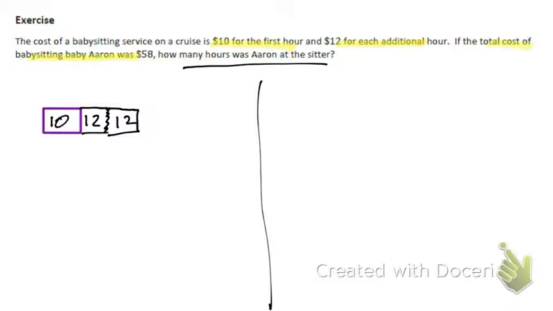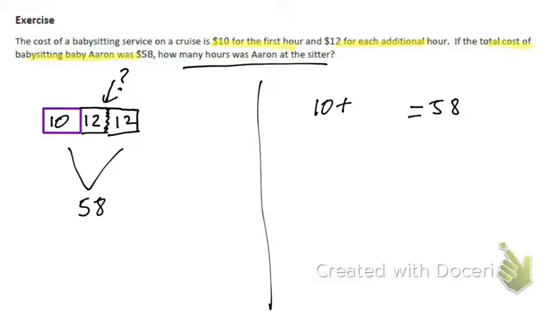Here we're going to label the total as 58, because the total for babysitting was $58. The first hour cost $10. Each hour after that cost 12. But again, we don't know how many hours, which is why I have that little squiggly part. So if I'm writing my equation here again, the total is going to be 58. But what do we know? We know they paid $10 for the first hour, and they paid $12 for every hour after that.